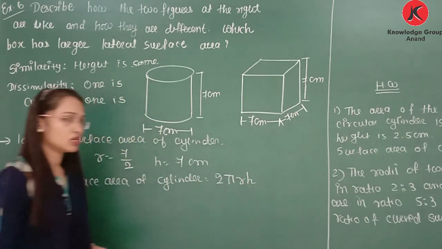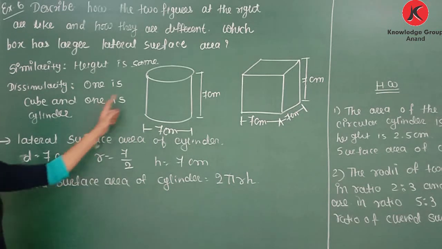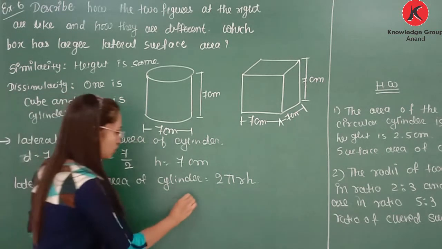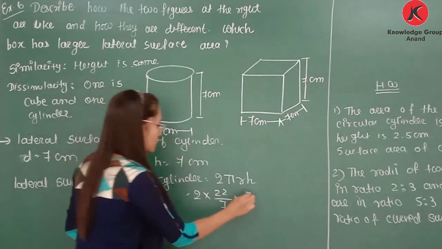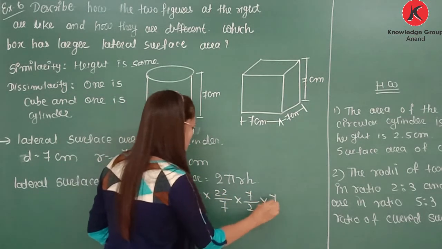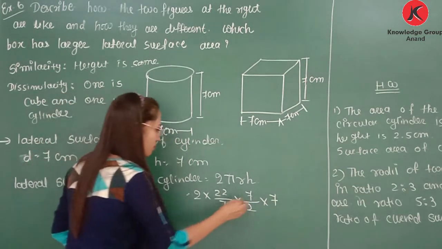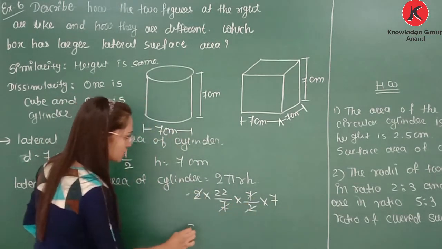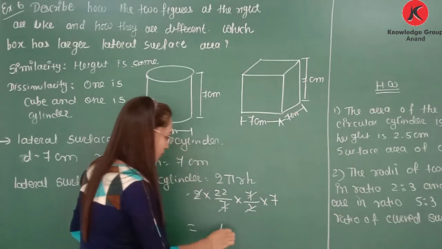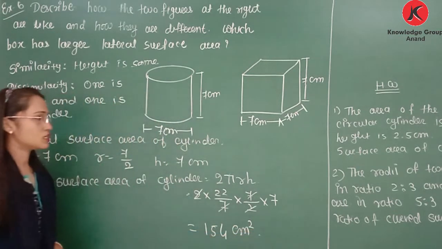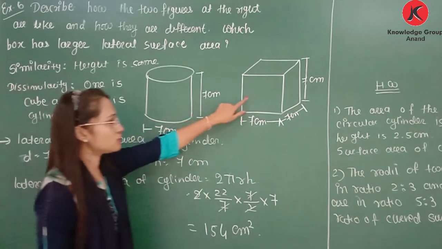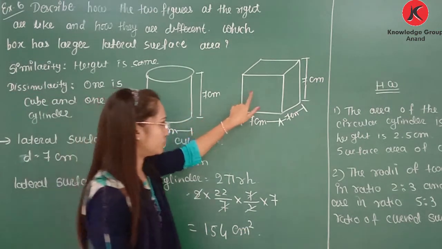What is the equation? It is 2 pi r h because we are considering the lateral surface. 2 pi is 22 by 7, radius we find 7 by 2 and height is also 7. So we can cancel out this, 2 will be cancelled, so it is 154 centimeter square.